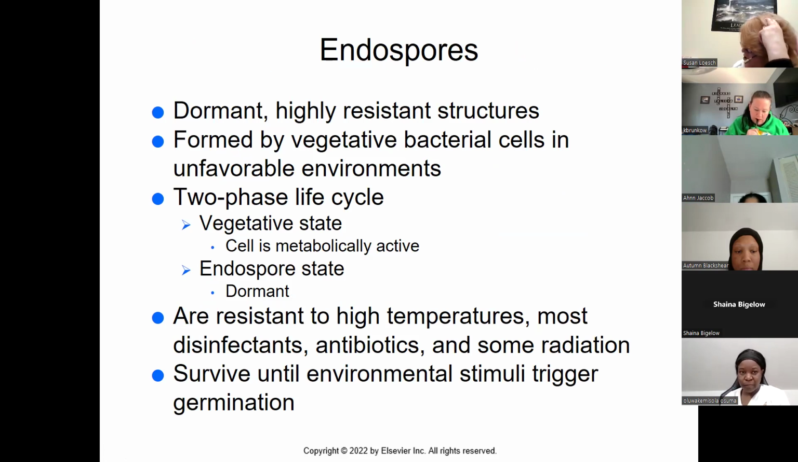All right, what are these endospores? Anybody know? These are highly resistant structures, and they're formed by vegetative bacterial cells, and they form in an unfavorable environment. They are bacteria that have a two-phase life cycle, a vegetative state and an endospore state. And in the vegetative state, it's going to be metabolically active. So it's going to grow. All right? When metabolism is happening, it's growing.